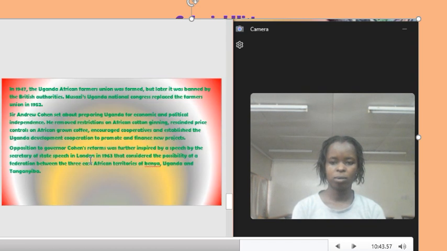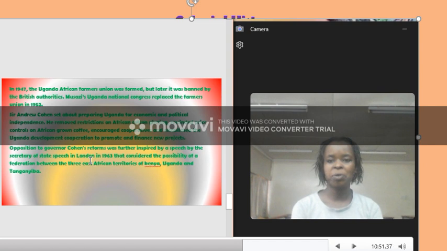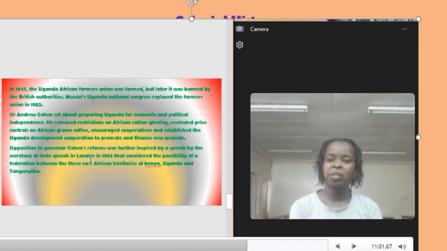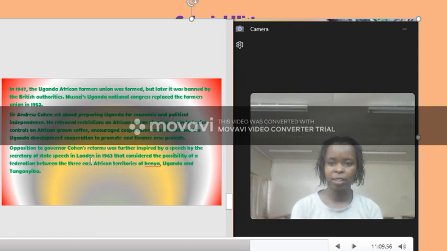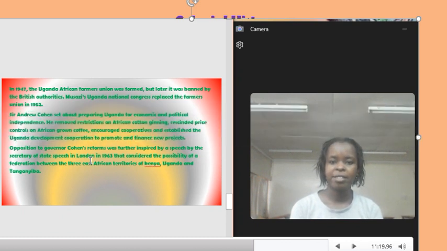In 1947, the Uganda African Farmers Union was formed, but later it was banned by the British authorities. Musazi's Uganda National Congress replaced the Farmers Union in 1952. Sir Andrew Cohen set about preparing Uganda for economic and political independence. He removed restrictions on African cotton ginning and resigned Uganda Development Cooperative to promote and finance new projects.